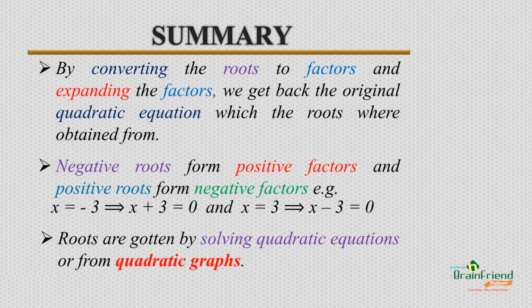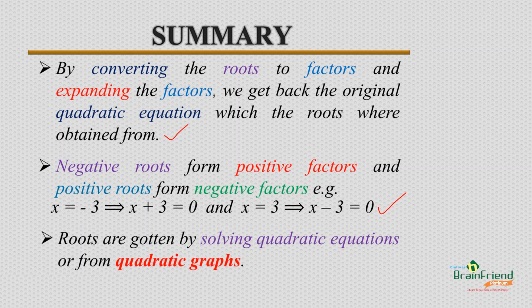Having solved those examples, we've come to the end of this class. But before we go, let us take a look at everything we've done so far. By converting the roots to factors and expanding the factors, we get back the original quadratic equation which the roots were obtained from. Also, negative roots form positive factors and positive roots form negative factors. For example, x equal to minus 3 would imply x plus 3 equal to 0, and x equal to 3 would imply x minus 3 equal to 0.